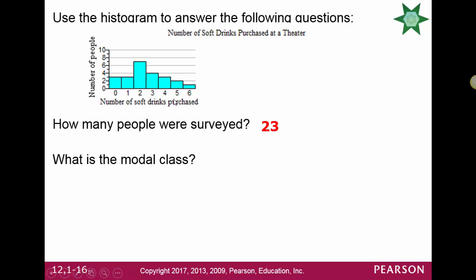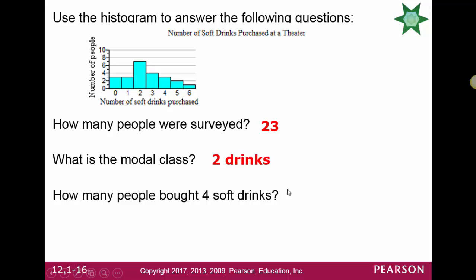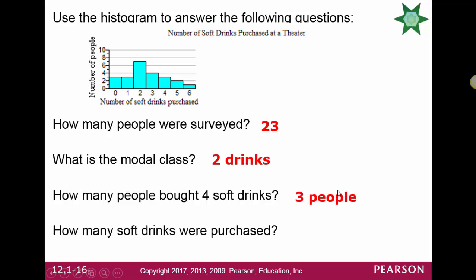What is the modal class? That's going to be the class with the highest bar, and that's going to be 2, so 2 drinks. How many people bought 4 drinks? So we look here at the height of the bar, and we see that 3 people bought 4 drinks.